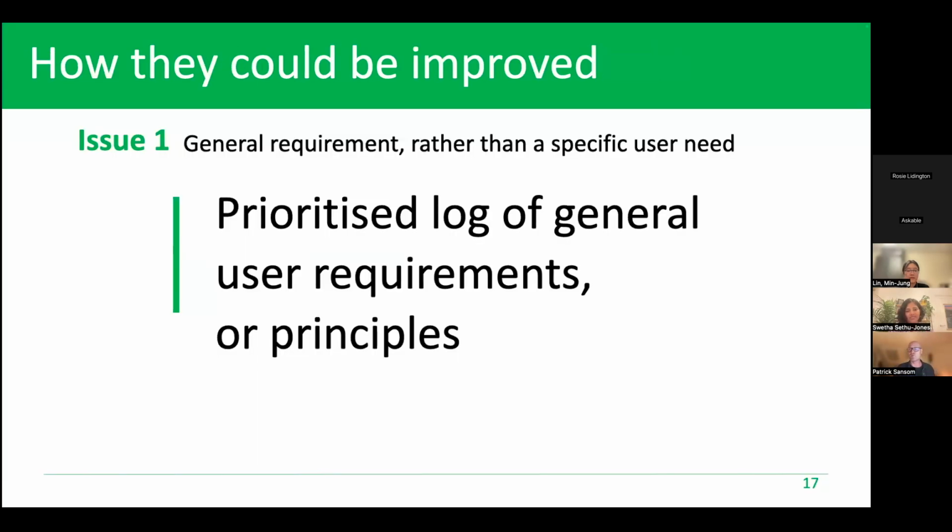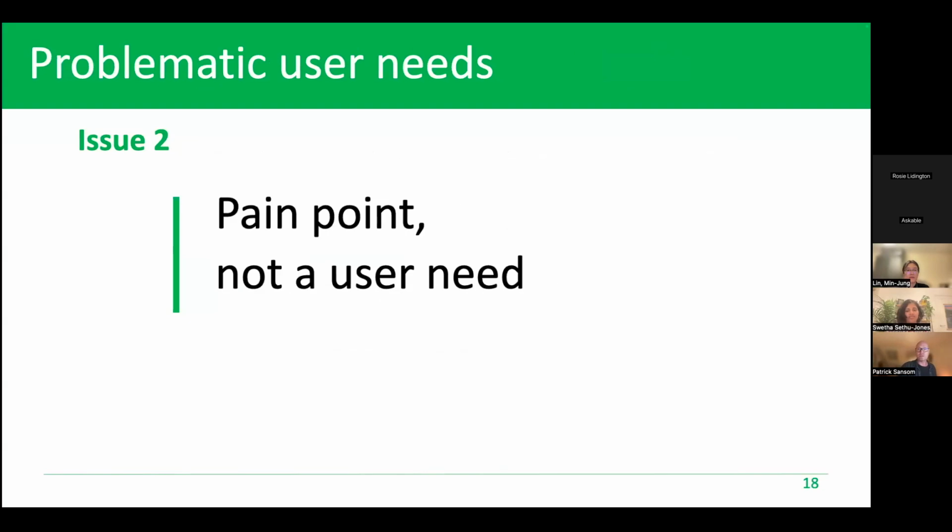How do we improve that user need? Well, perhaps capture them in a prioritized log of general user requirements or principles for that project. If they are a business requirement or a technical specification or a client or stakeholder demands, well, great, that's good, but just record them elsewhere. It's not a user need.